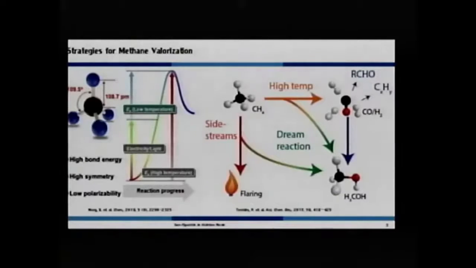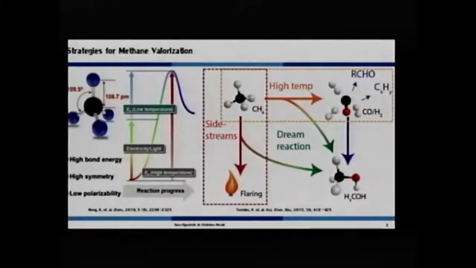And why is it so difficult to valorize? Because methane has high bond energy, high symmetry, and low polarizability, and all these features make it necessary to use high temperatures and high pressures to oxidize methane to high-value compounds. Because of that, most of today's methane production is flared. So the dream reaction would be to oxidize methane at low temperature and low pressure.